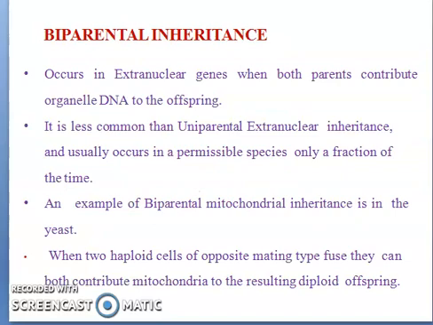Biparental inheritance occurs in extranuclear genes when both parents contribute organelle DNA to the offspring. It is less common than uniparental extranuclear inheritance and usually occurs in a permissible species only a fraction of the time. An example of this biparental inheritance is found in yeast. When two haploid cells of opposite sex fuse, they can both contribute mitochondria to the resulting diploid offspring.